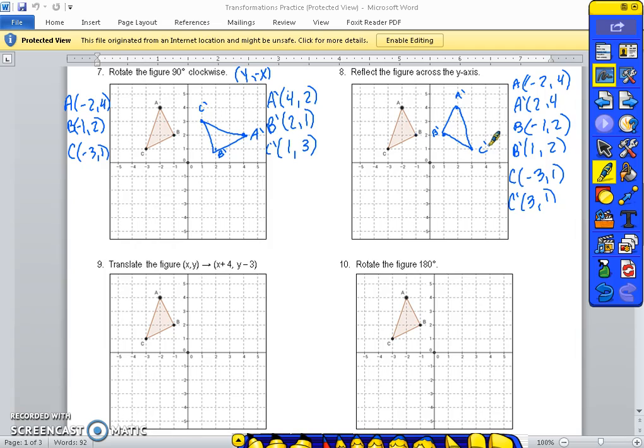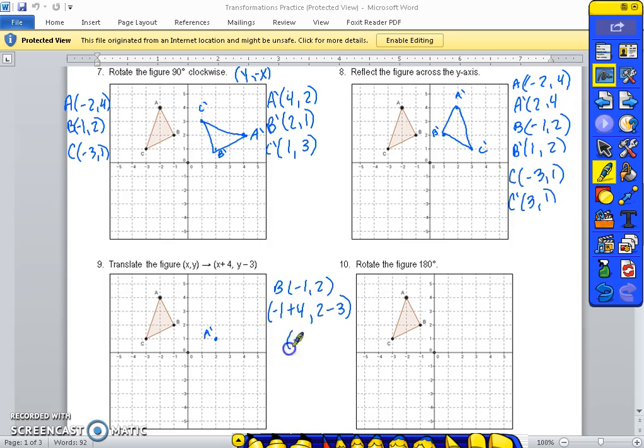Number 9 says to translate, so we're just going to move this 4 units to the right, 3 units down. Each point, 1, 2, 3, 4, 1, 2, 3. And if you want to do this mathematically, B is at negative 1, 2. So we plug in the x for the x in the rule and the y for the y in the rule. X plus 4, y minus 3.